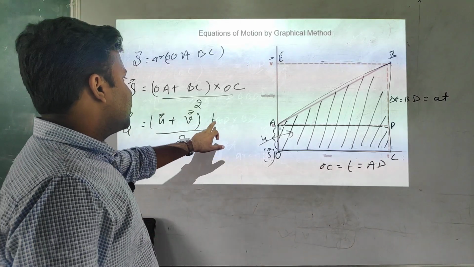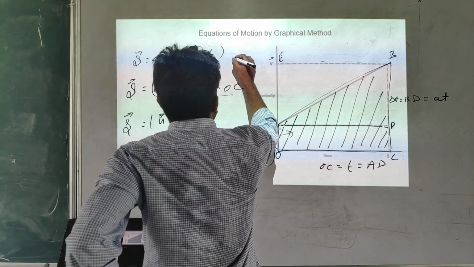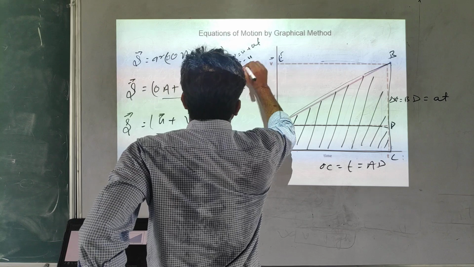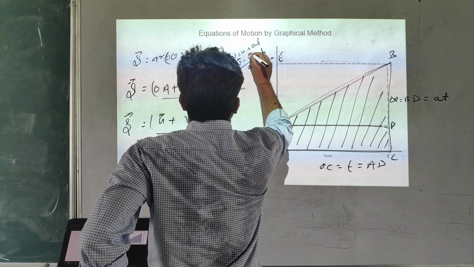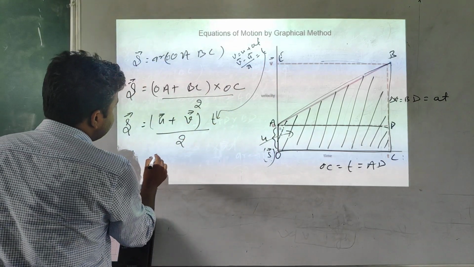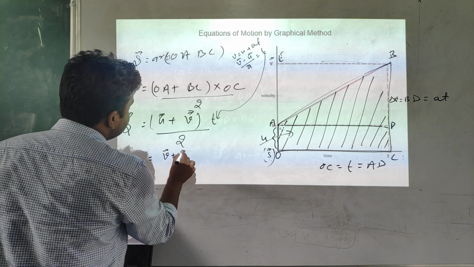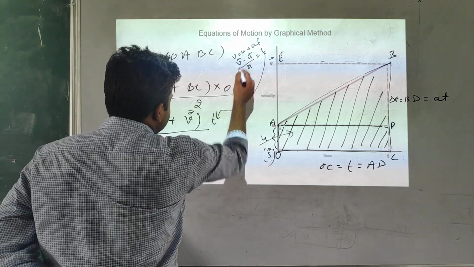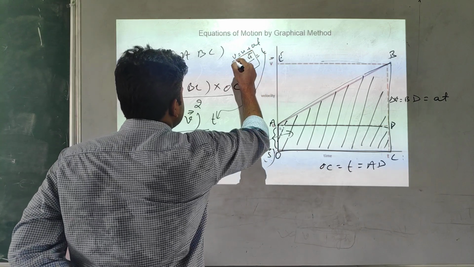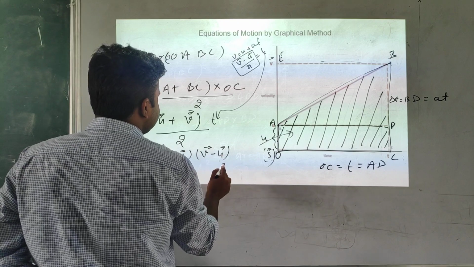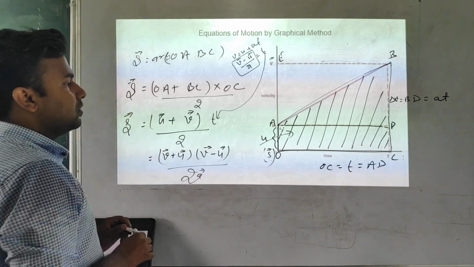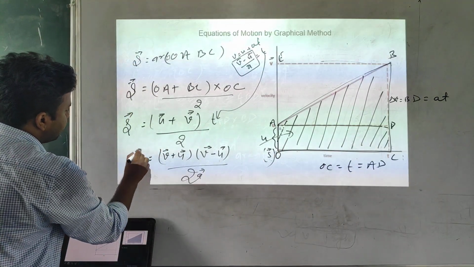Now put the value of T from the first equation. The first equation is V equals U plus AT. So we can write V minus U divided by A equals T. Put the value of T from here to here. Now what will you get? V plus U into V minus U, divided by 2A. I am just replacing the T with this one. The 2 from here and A from there.